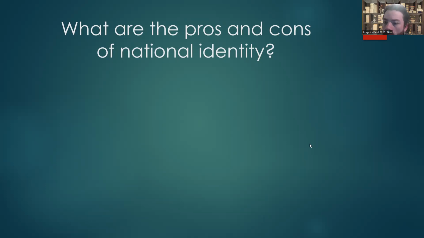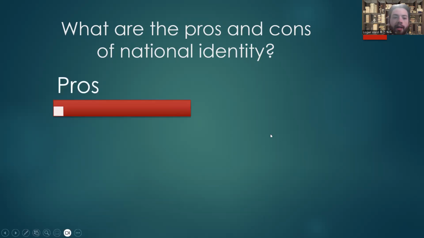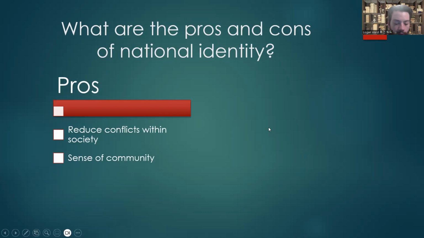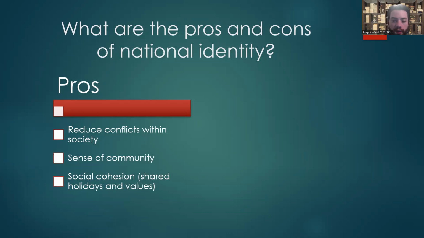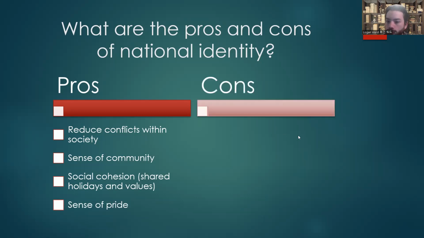Okay, and then yeah, so cons. We're getting some cons going on here. So yeah, pros I came up with were reduced conflicts in society, right? So that's that unity, that sense of community, the cohesion. This is another more logistical thing, right? If everyone has the same holidays that they celebrate, it's easy to have public holidays, public days off. And values: if people all value the same thing, there might be less conflict in society. And then that sense of pride. Yeah, exactly. So what are the cons here?